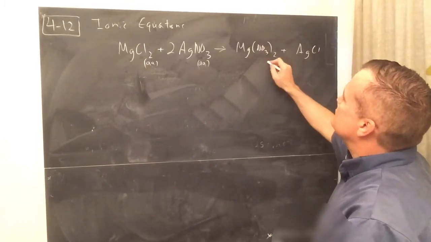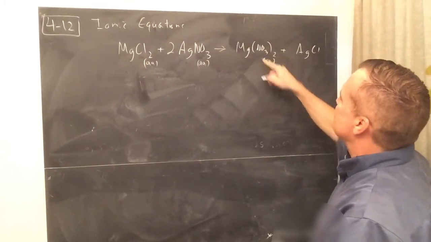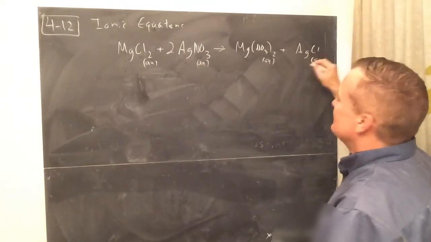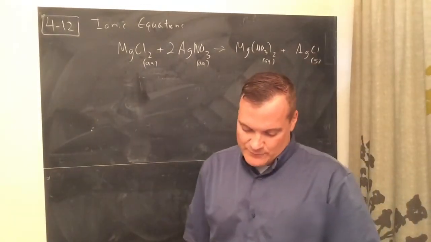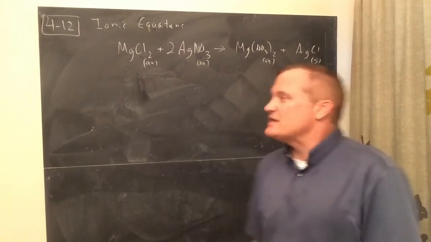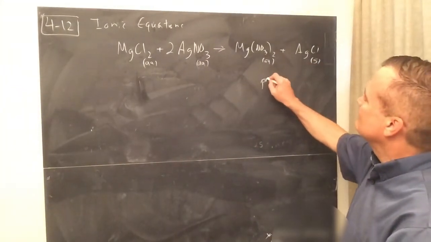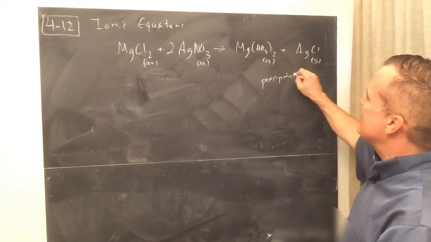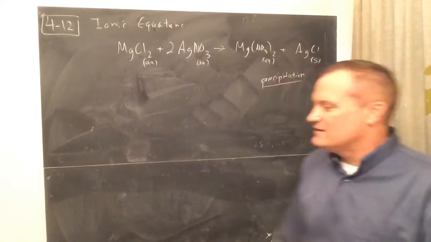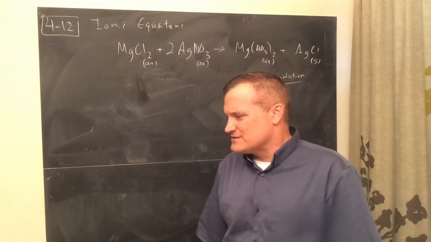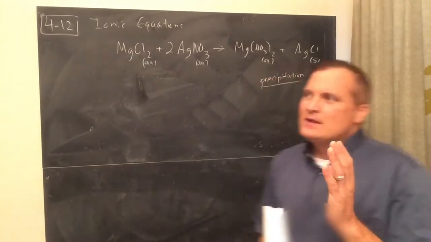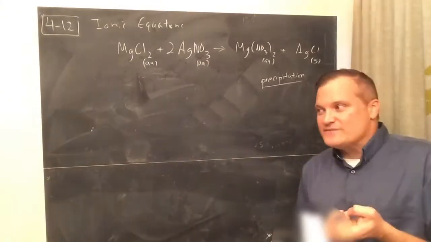Magnesium nitrate is aqueous, all nitrates. But silver chloride, no, it's a solid. Remember, that's the one that will precipitate. So what that means, when I say precipitation, I do have some chemicals around, I'll have to see if I can show you this. But it's something that undissolves. It's really amazing.